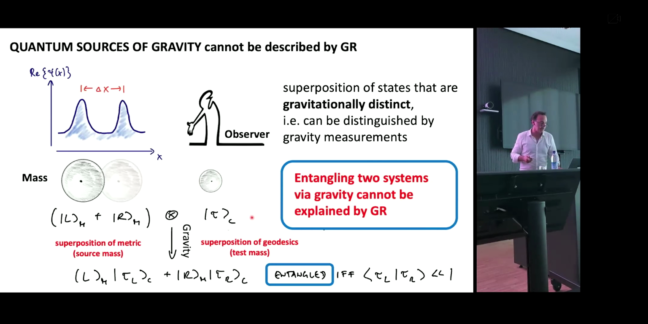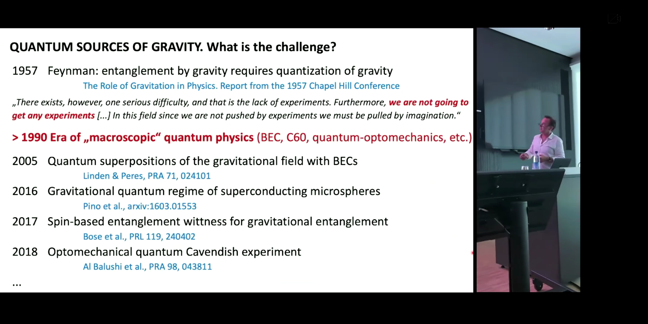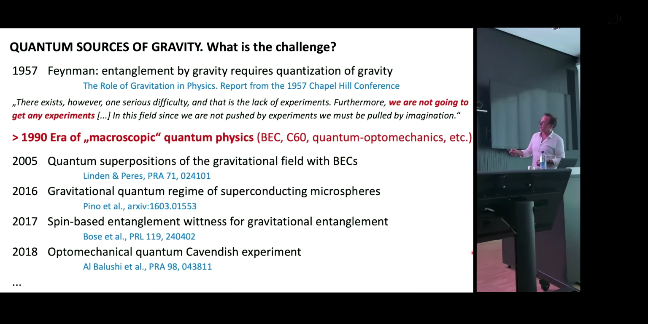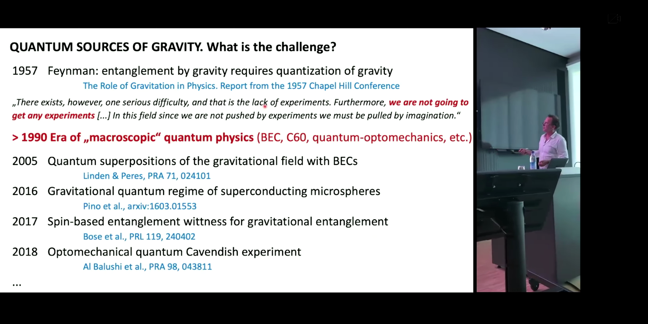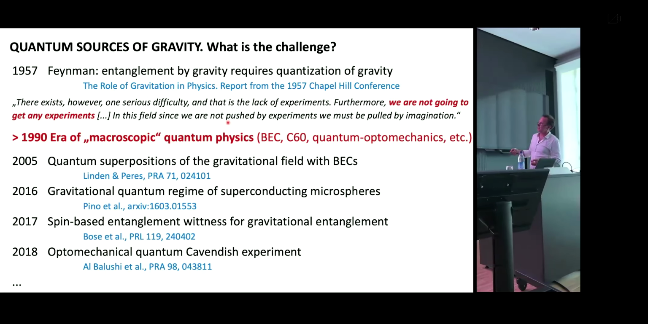Now, this is something that, as I said, has already been pointed out in the early 50s. This is the Chapel Hill conference, and Feynman made this very nice point: "There exists, however, one serious difficulty, and that is the lack of experiments. Furthermore, we are not going to get any experiments. And then in this field, since we are not pushed by experiments, we must be pulled by imagination."